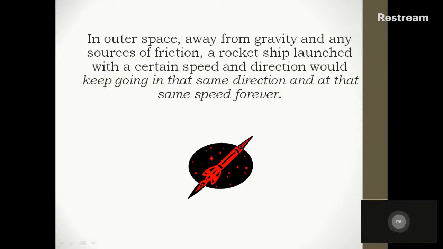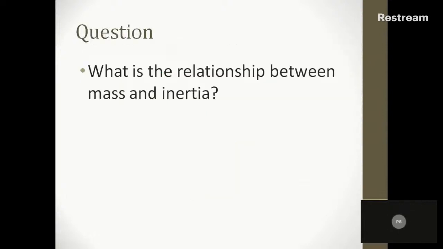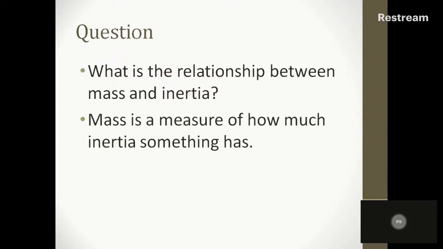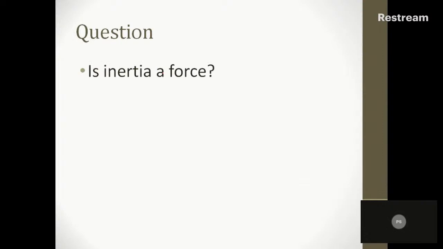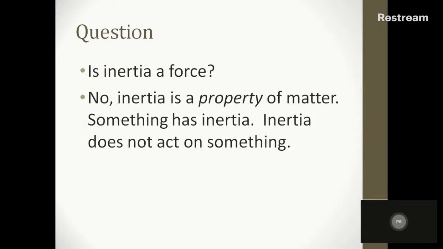So there's no unbalanced force in outer space. Question: what is the relationship between mass and inertia? Mass is a measure of how much inertia something has. Is inertia a force? No, inertia is a property of matter. Something has inertia; inertia does not act on something. You just have to write, no, inertia is a property of matter.